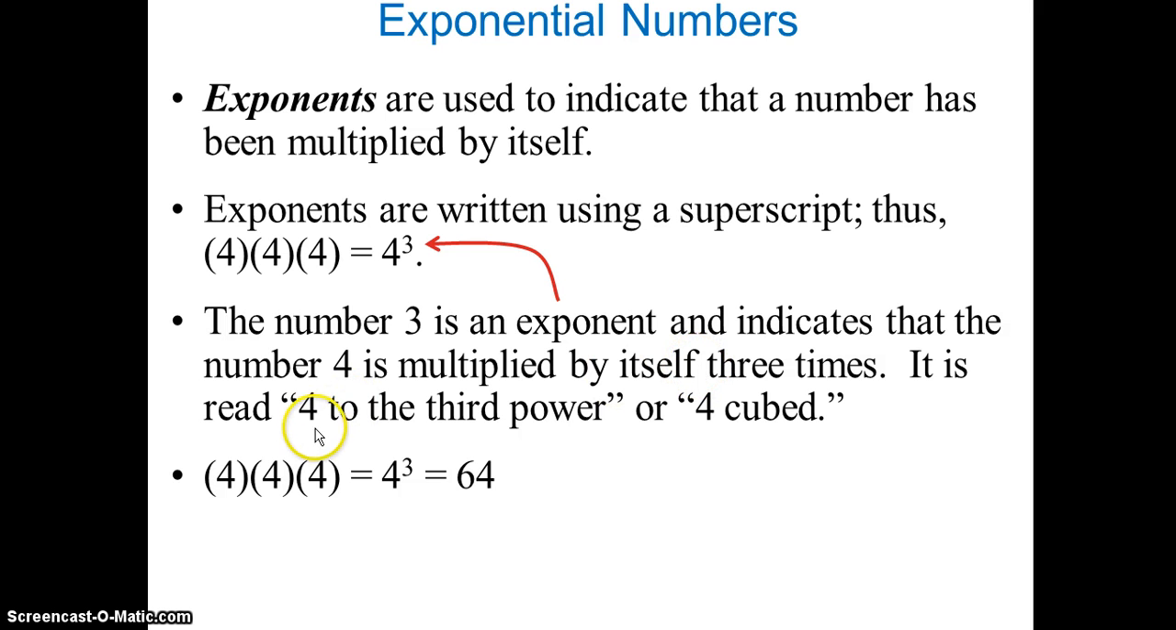We can call it 4 to the third power or 4 cubed. So 4 raised to 3 means 4 times 4 times 4. The value is 64.